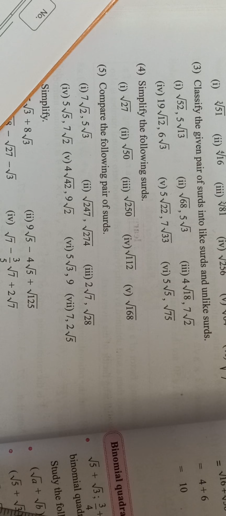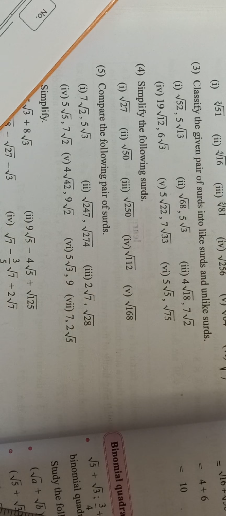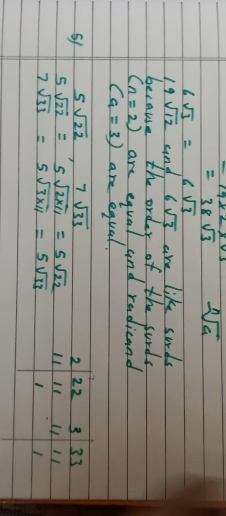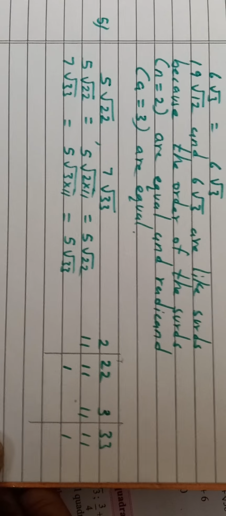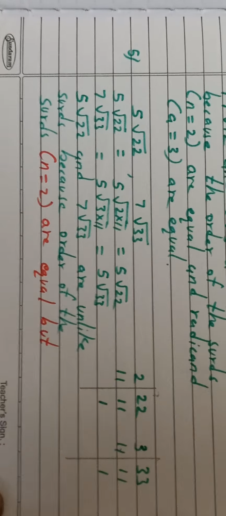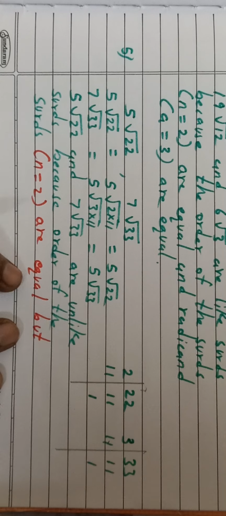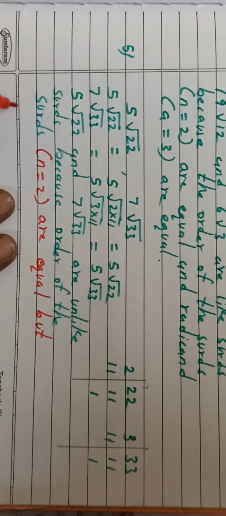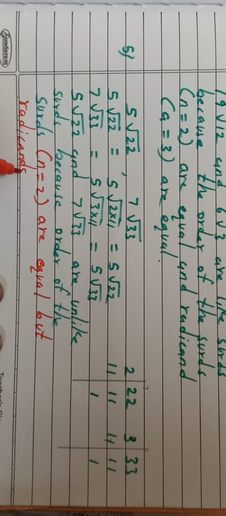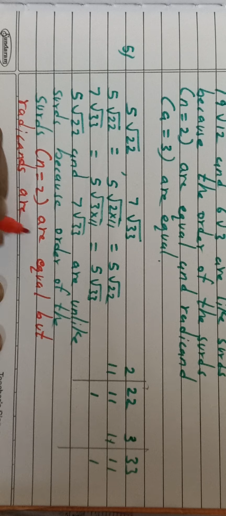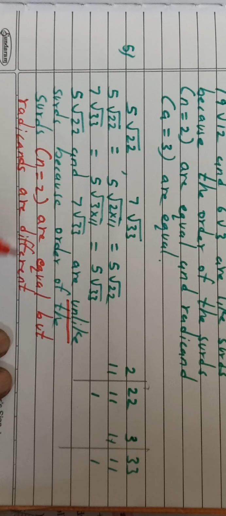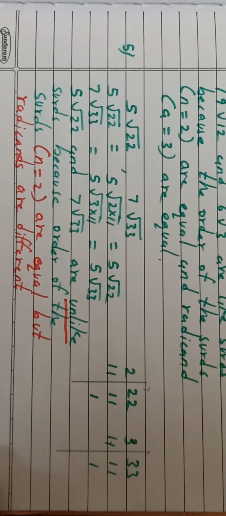Followed? This I explained orally to all of you. This you can do, and here I will just write it down. They are unlike surds, and I have already written the reason. Order and n are equal, but this is important: the radicands are different. They also should be the same. They are not the same, so the given surds are unlike. Followed?